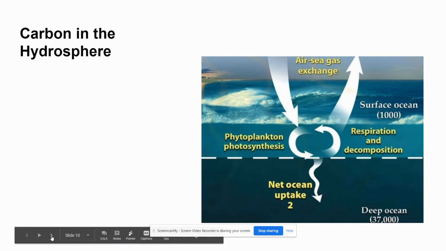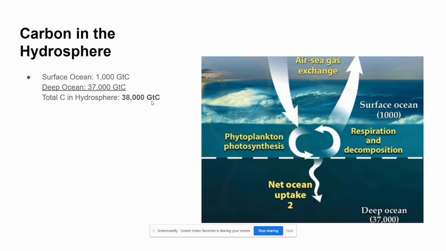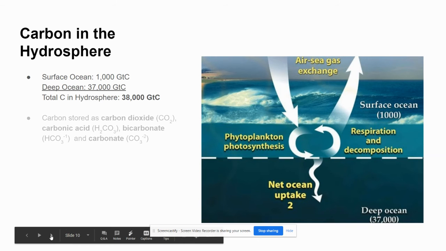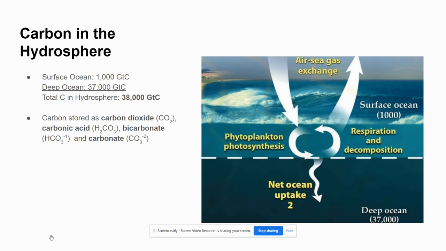Carbon in the hydrosphere, the total amount is 38,000 gigatons of carbon, and actually it is a huge amount. If you really look at it, it comes from the surface ocean, 1,000, and the deep ocean, which is 37,000 gigatons. Carbon is stored as carbon dioxide, carbonic acid, bicarbonate, and the carbonate ion.